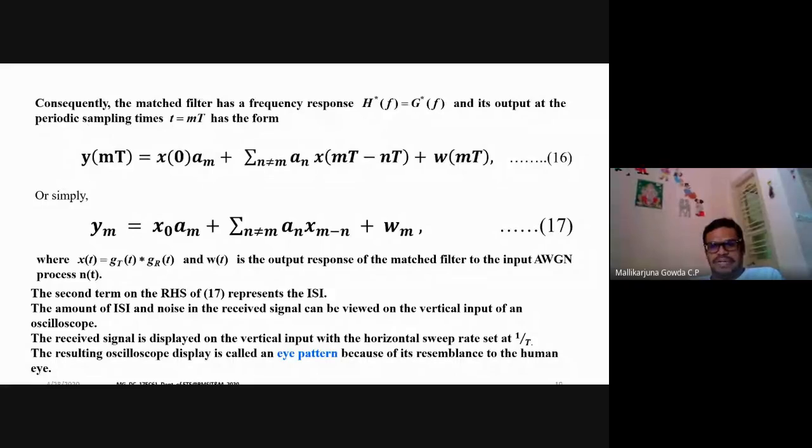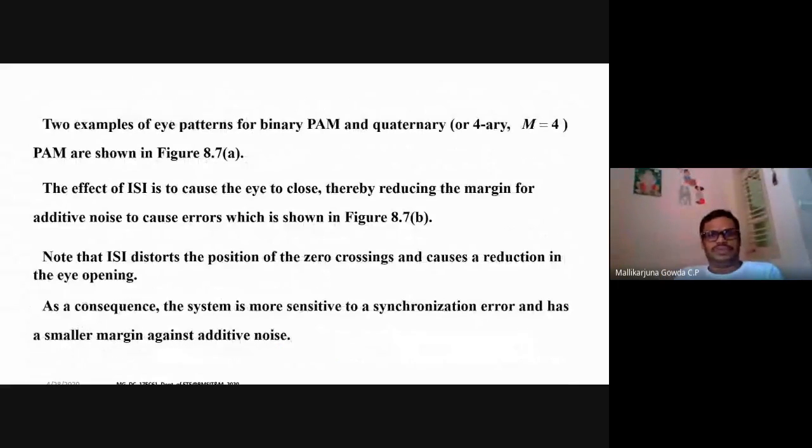Why I call it the eye pattern is that it resembles the human eye. That is why it is called the eye pattern. In that eye pattern, I will be able to see the effect of intersymbol interference as well as noise, which is added to the desired symbol. That is what the eye pattern is. I am showing you the diagrams of that.